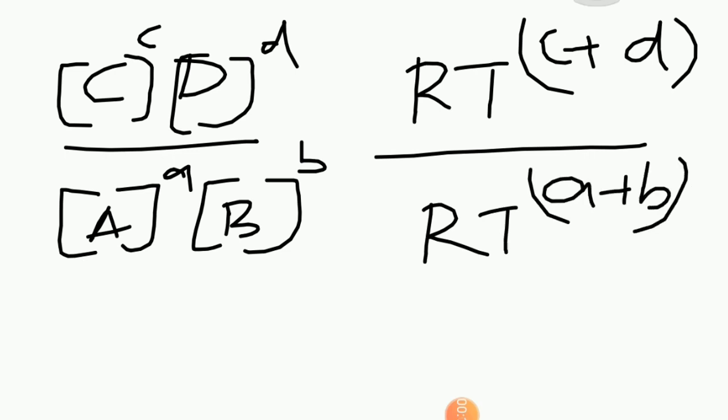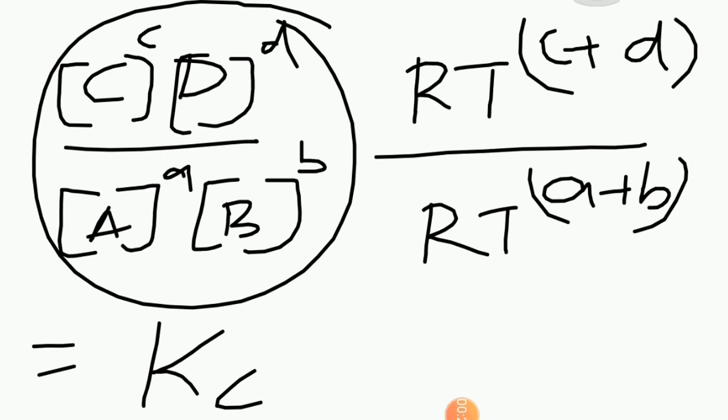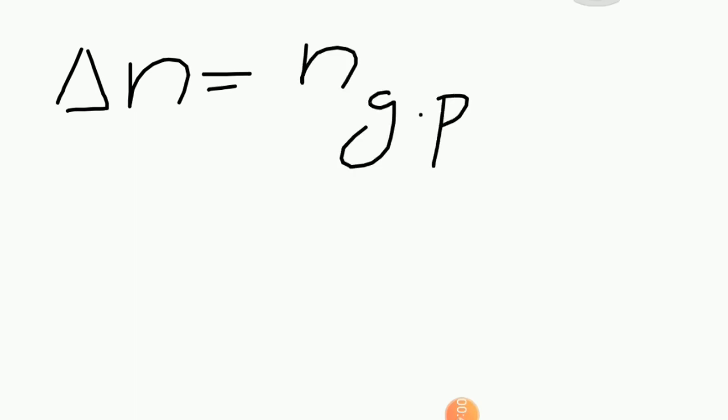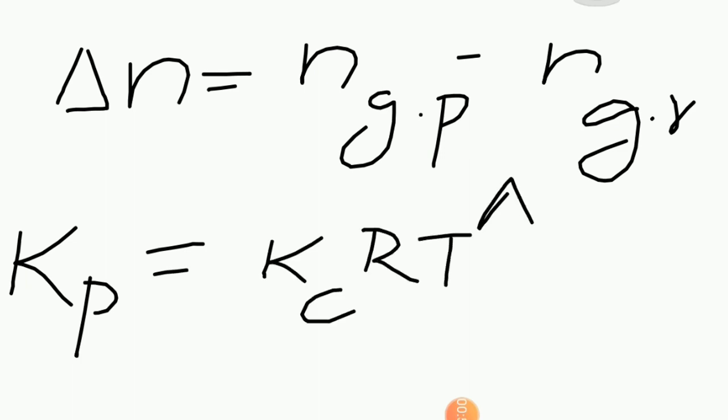This is in accordance with the rule a raised to m into a raised to n is equal to a raised to m plus n. So this first term will be Kc, that will be equal to Kc into RT raised to delta n, where delta n is number of moles of gaseous products minus number of moles of gaseous reactants. So now let's rewrite the derived equation. Kp is equal to Kc into RT raised to delta n.